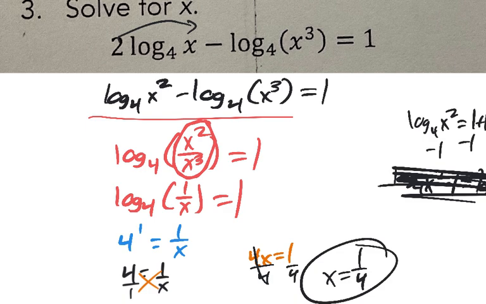Is this for sure our answer? Well, not yet. What do I have to do to ensure that this works? I need to plug 1/4 in to make sure it doesn't make any of my arguments negative. It does not make them negative. They will be positive. So 1/4 is good.